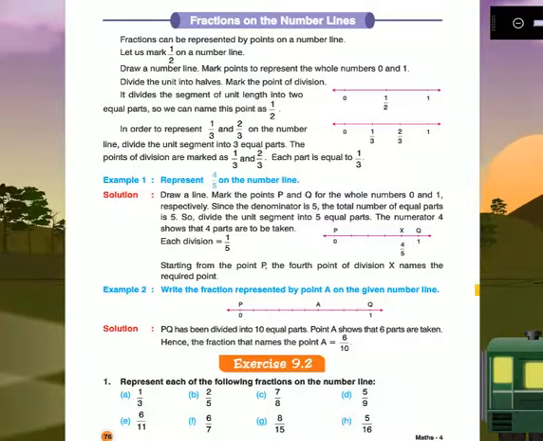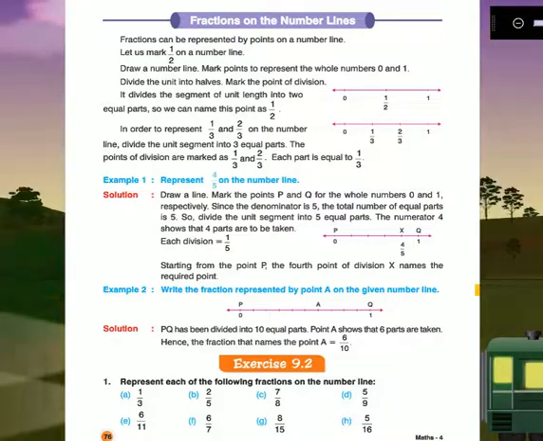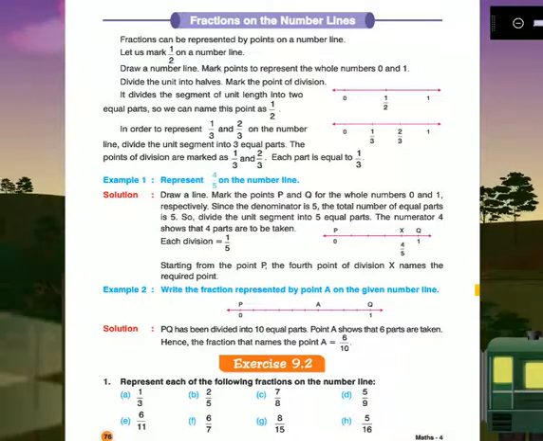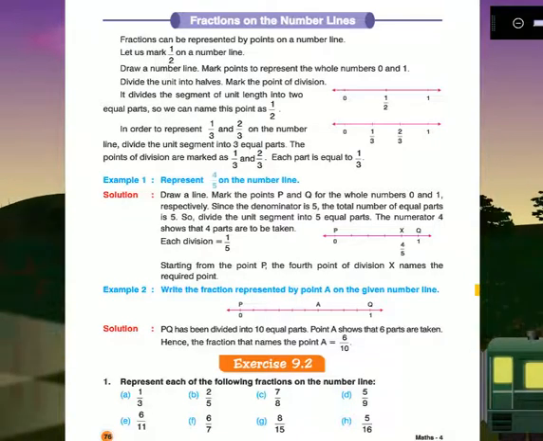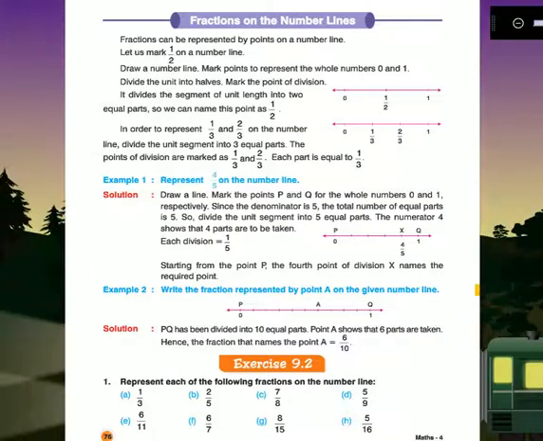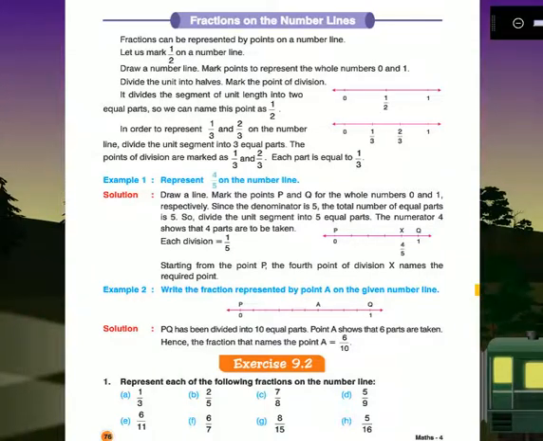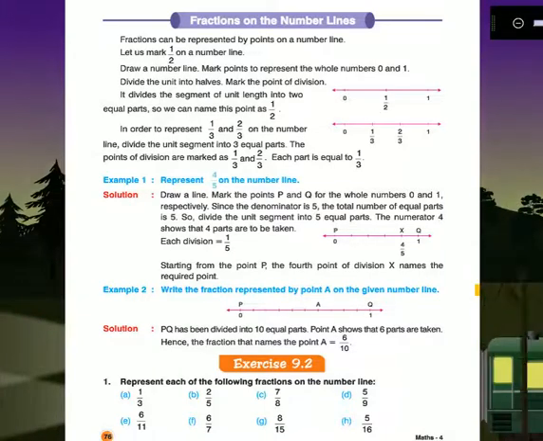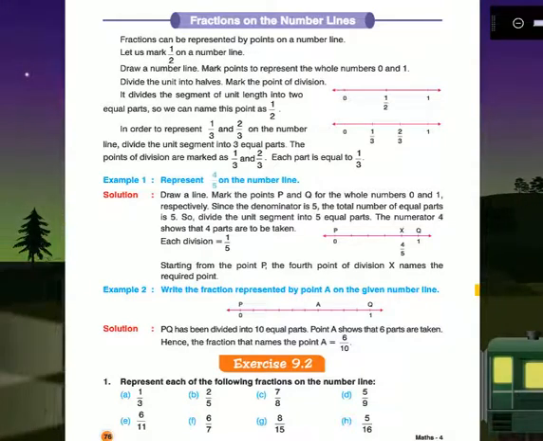The numerator 4 shows that 4 parts are to be taken. Each division is equal to 1 by 5. Starting from the point P, the fourth point of division X names the required point. Similarly, try to do example 2 for yourself.